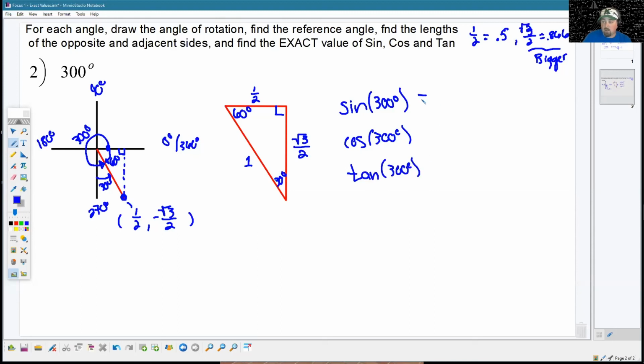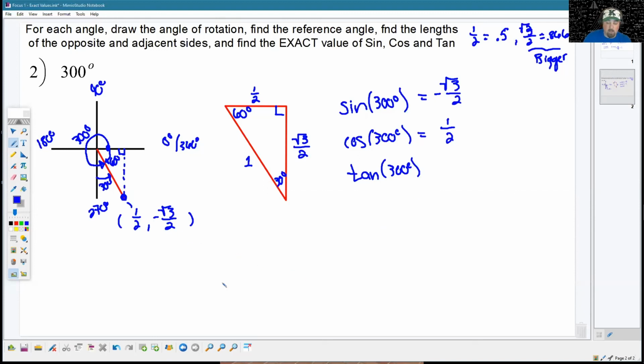All right, sine and cosine are easy because they are y and x. I did list them in the other direction. This is how you're going to see it more commonly. People put sine on top first. Sine is the y, so that's going to be our negative root 3 over 2. Cosine is the x. That's going to be our positive 1/2.